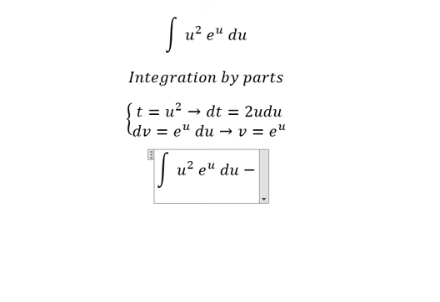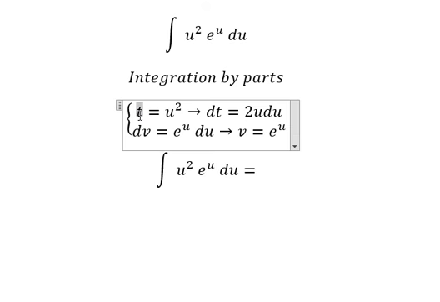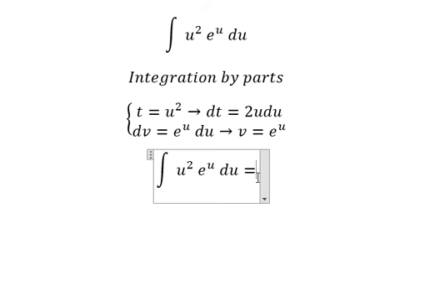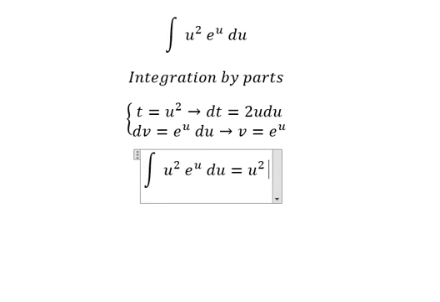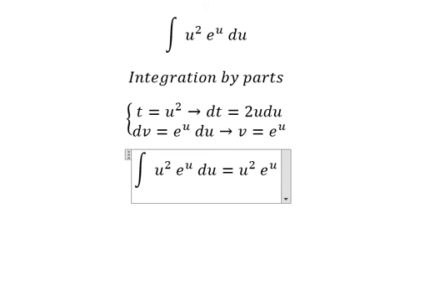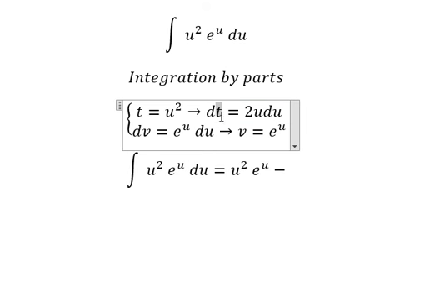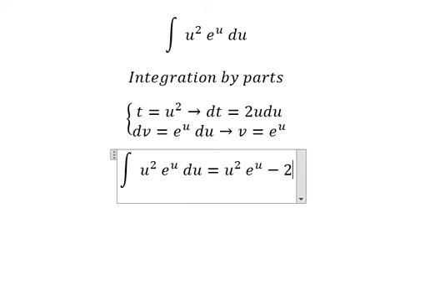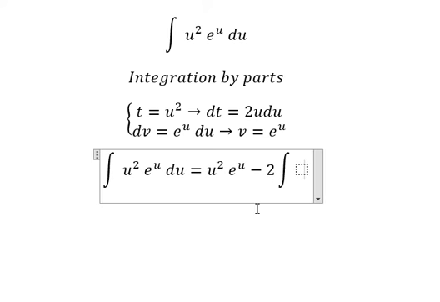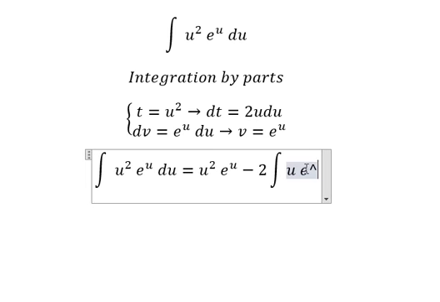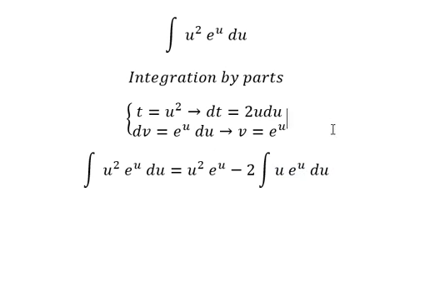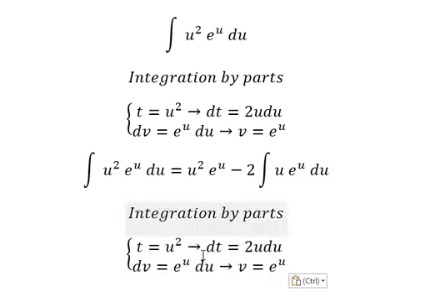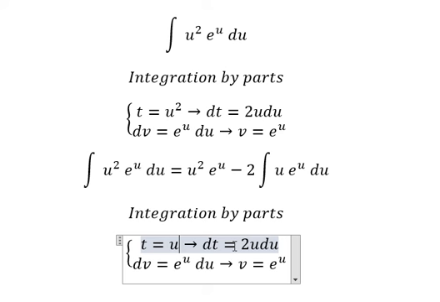So we have t multiplied by v, so we have u square e to the power of u minus dt multiplied by v, so we have number 2, and we have the integration u e to the power of u du. Now this one should be about u, so we have du.